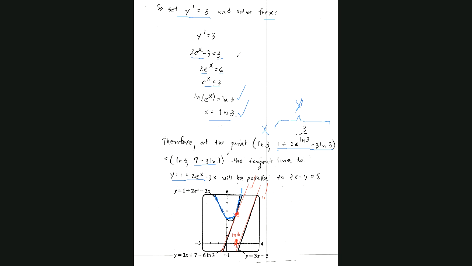And incidentally, this here, y equals 3x plus 7 minus 6 times the log of 3, all they did there was find the equation of that tangent line using the point slope formula, where your slope is 3 and the point that the tangent line passes through is the log of 3, and then 7 minus 3 log of 3. So they left out some steps, but that's how they get that.